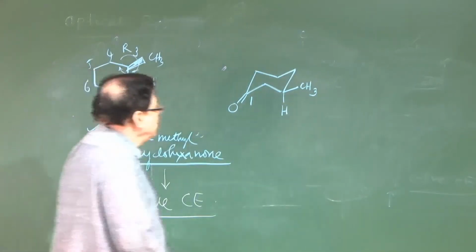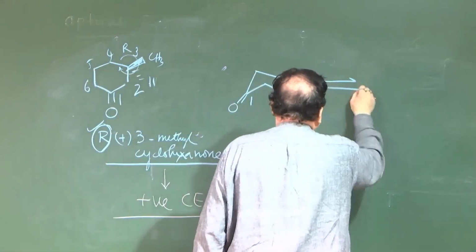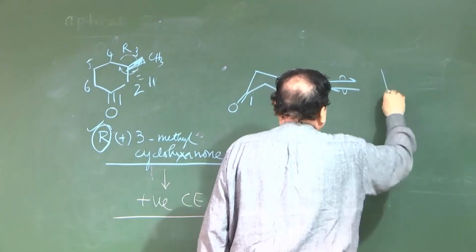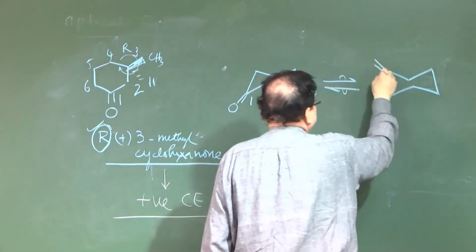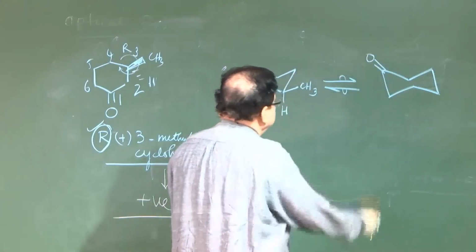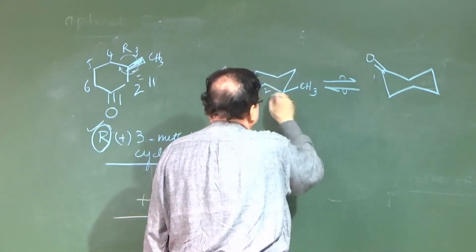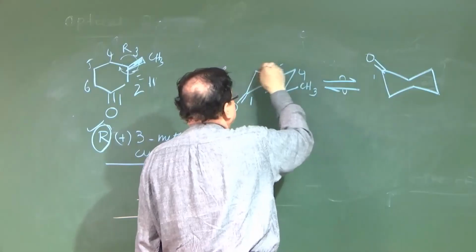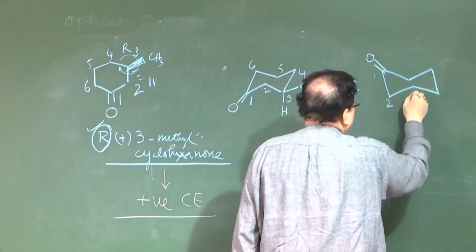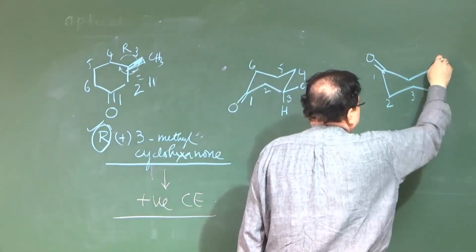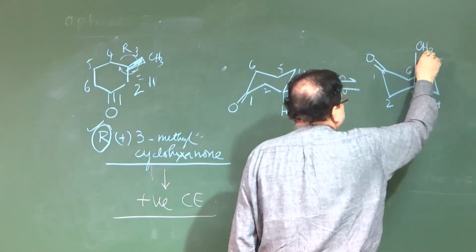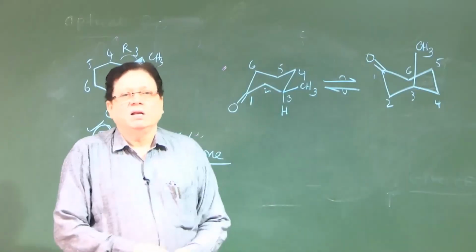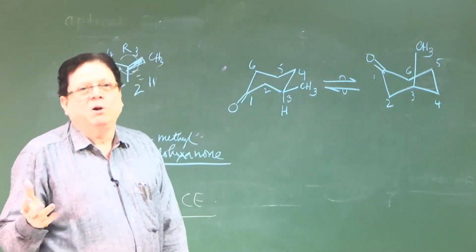The other conformation is definitely the flipped form, where the carbonyl is now here. This is the number 1 carbon. This is 2, 3, 4, 5, 6. So, your methyl will be like this, at the 3 position, axial. Now, the question is which one is correct, which one is the predominant one.